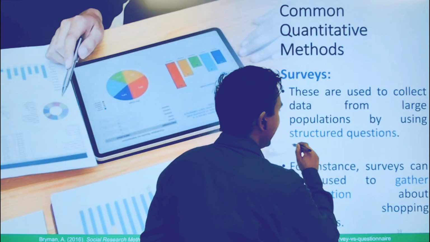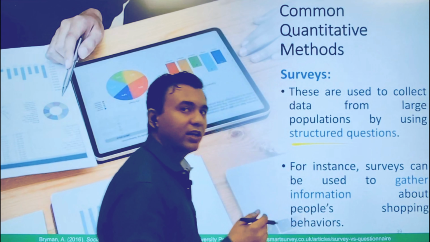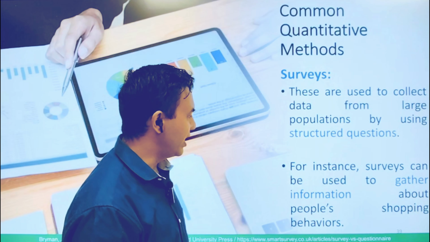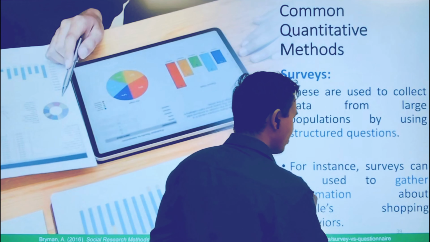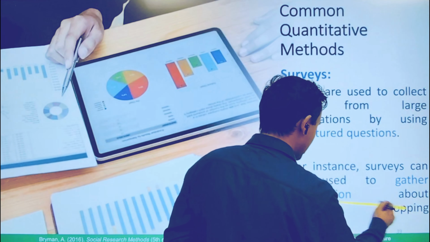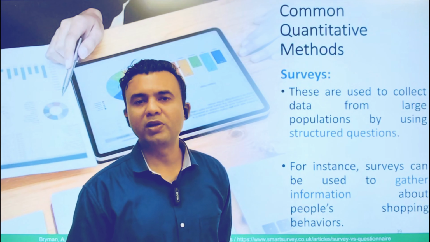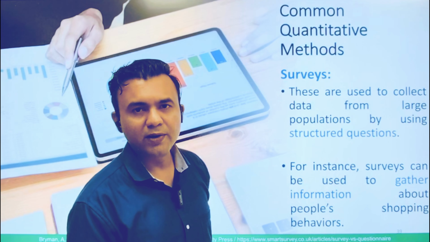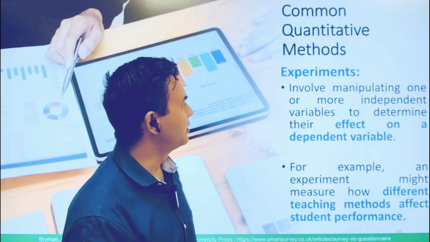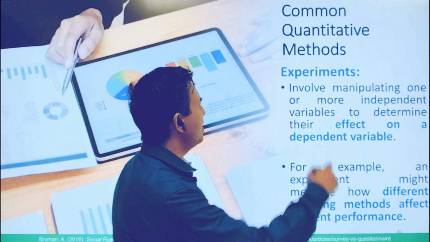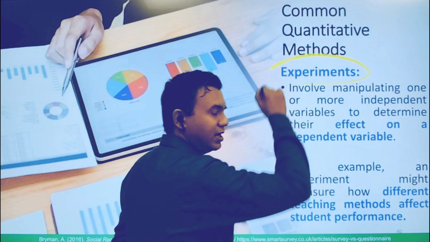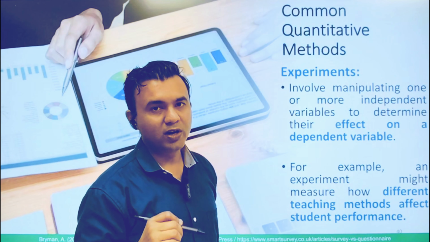Generally we can do it with structured questions, conduct the survey, and then quantify. For instance, a survey can be used to gather information about people's shopping behavior, right? We can go and ask how much shopping you do in a month, and we can quantify it and say maybe X amount of money, correct? Experiments are another way to gather numbers and quantify.